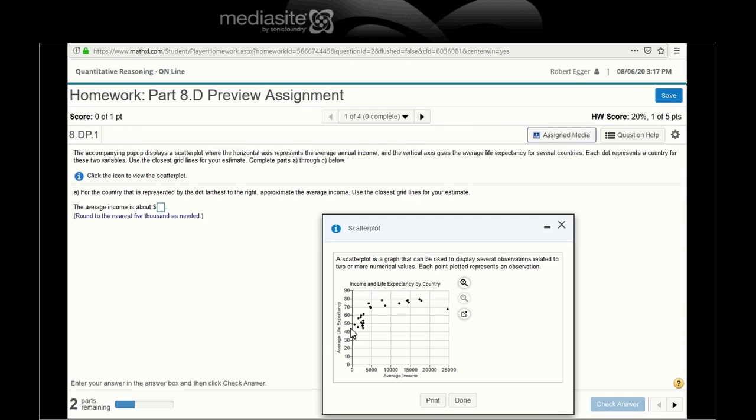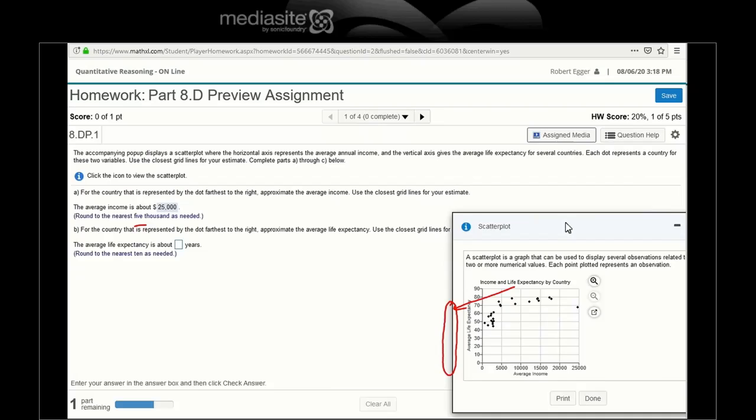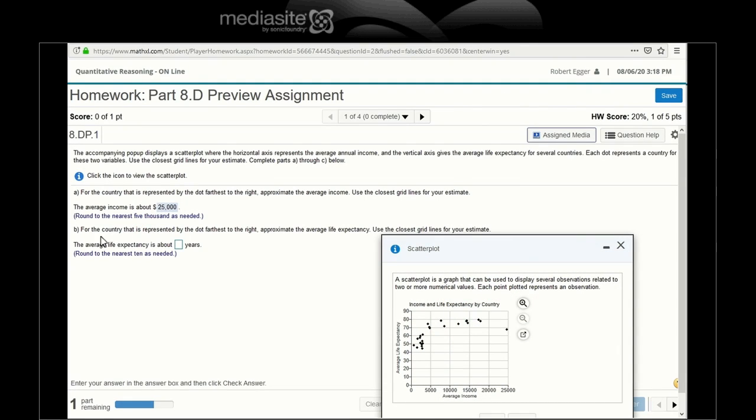Okay, so for the country which represents the farthest dot to the right, that guy, approximate the average income to the nearest 5,000. I would say $25,000. Alrighty. Now again, for the farthest dot to the right, what would the average life expectancy be? Then there's 10. So it appears that, well, it's around 69. So nearest 10 would be 70.